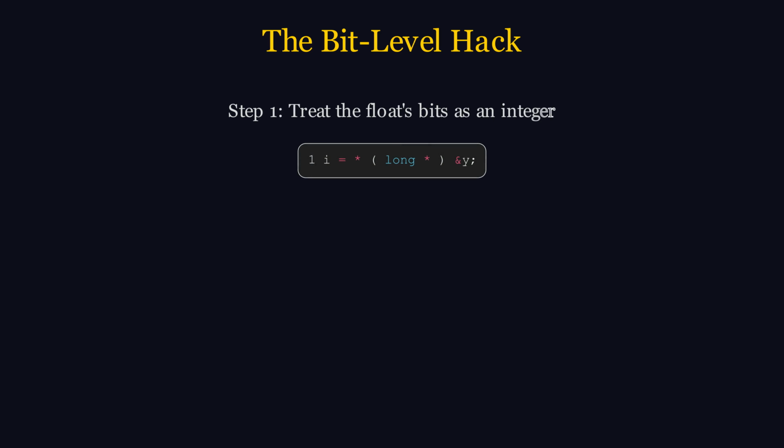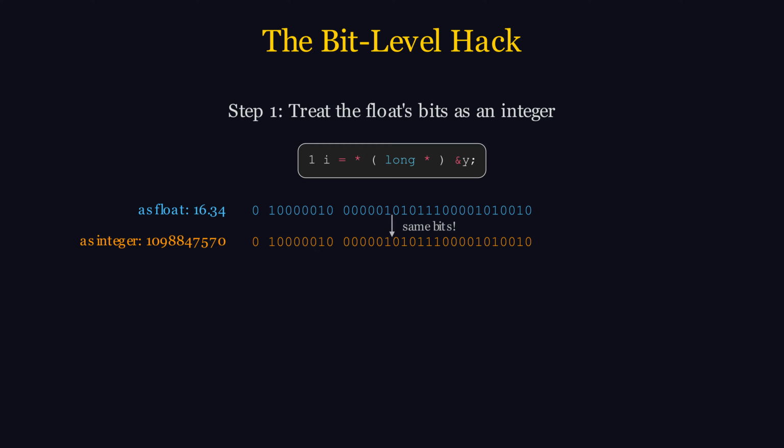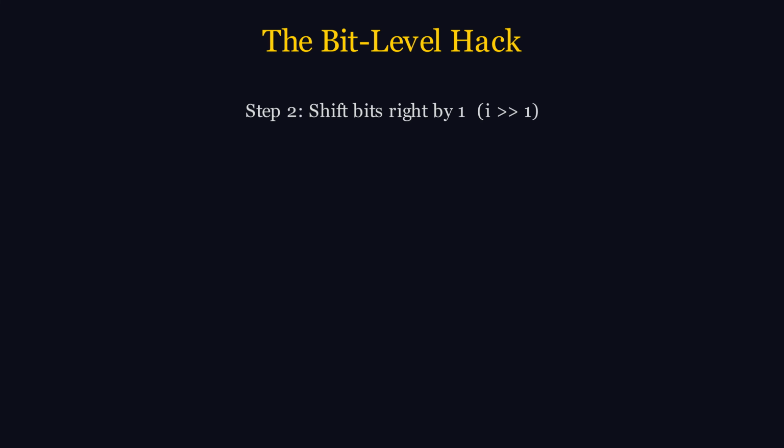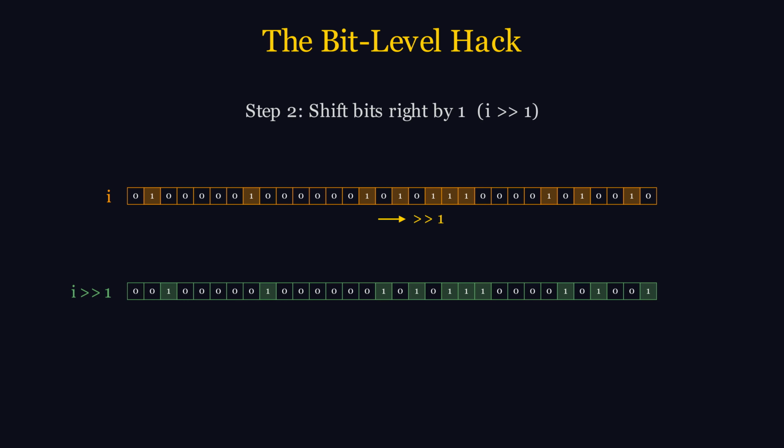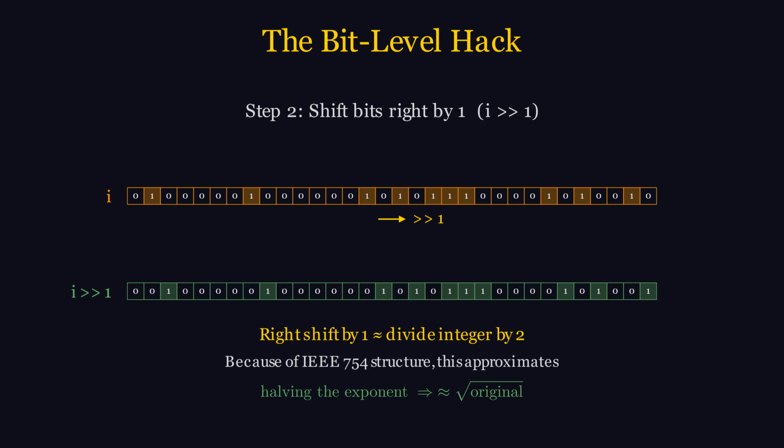The first step of the hack is to lie to the computer. We take the floating point bits and tell the CPU to treat them as an integer. It's the exact same bits in memory, but now the computer reads it as a massive whole number. Step 2 is where the magic happens. A bitwise right shift. By shifting all the bits to the right by 1 position, we are essentially dividing the integer representation by 2. Because of how floating point numbers are structured, shifting the bits like this halves the exponent, which perfectly approximates taking the square root.